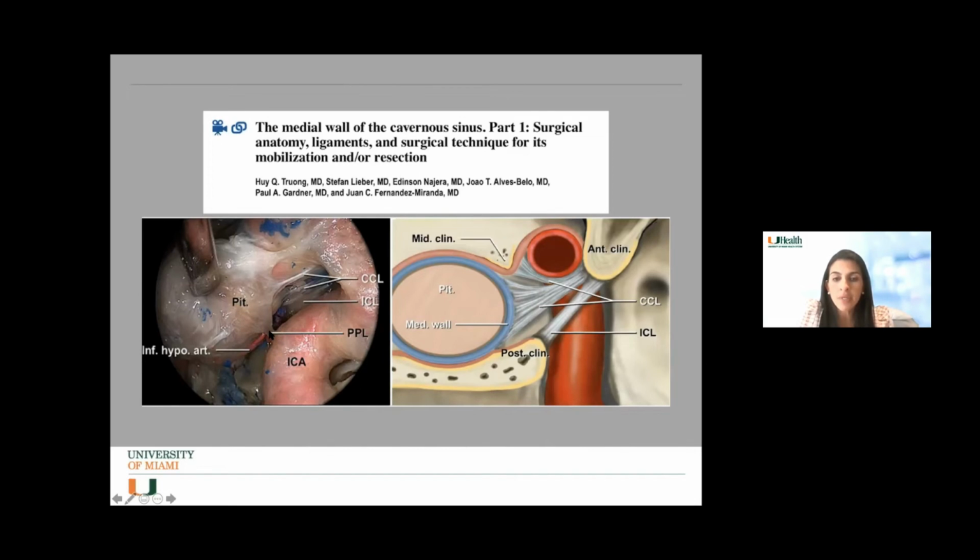And you're going to have a few ligaments that he describes. Some of them are more robust. The most robust of these ligaments is the carotidoclinoidal ligament. There's the inferior interclinoidal ligament. And then there's going to be also the inferior paracellar ligament and the posterior paracellar ligament. And we'll see pictures of those a little bit later.